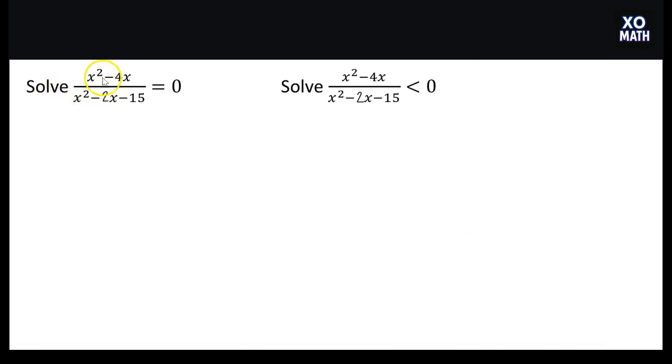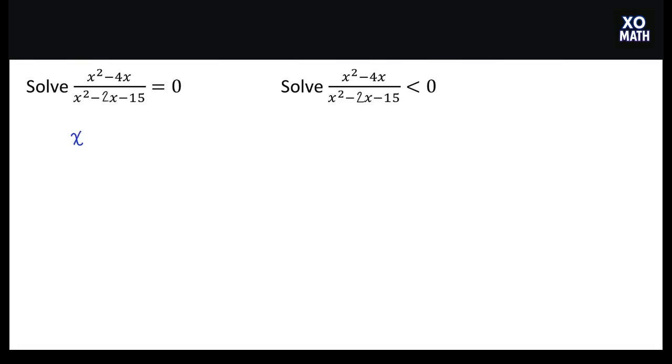We want to solve (x squared minus 4x) all over (x squared minus 2x minus 15). When does that equal 0? And then we'll solve when is that less than 0. The first thing we want to do is factor both the numerator and the denominator.